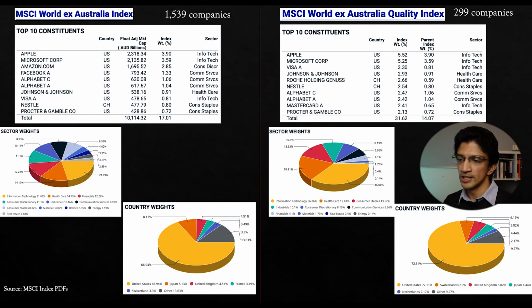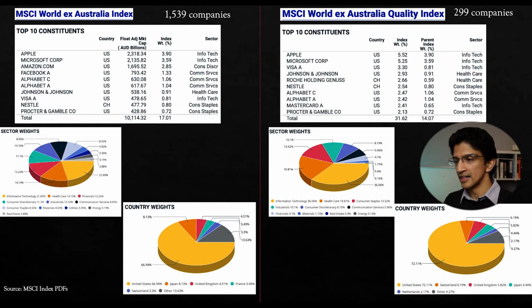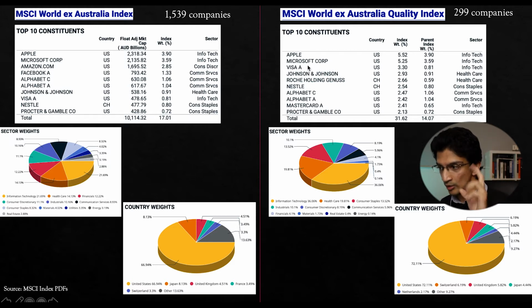So the key thing to call out is the MSCI World excluding Australia Index, just the normal one, has over 1,500 companies, whereas the Quality Index only has about 300 companies. So therefore, the top 10 companies basically account for a lot more. So in the excluding Australia, it accounts for 17%, the top 10 companies, whereas in the Quality Index, they account for 30%.